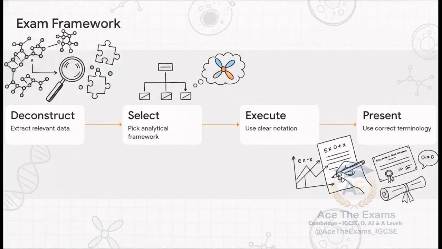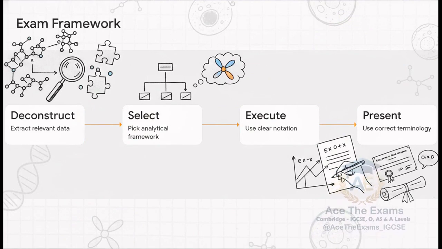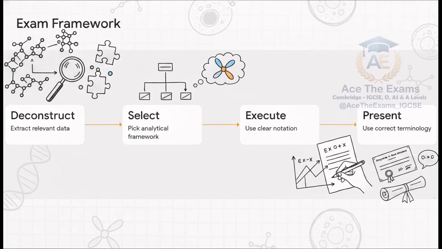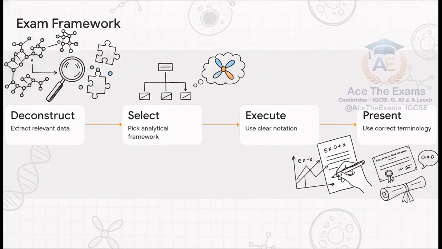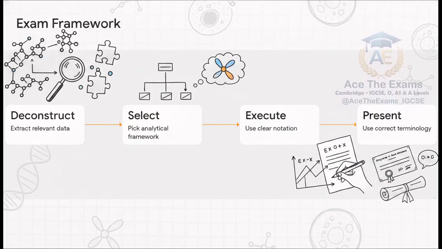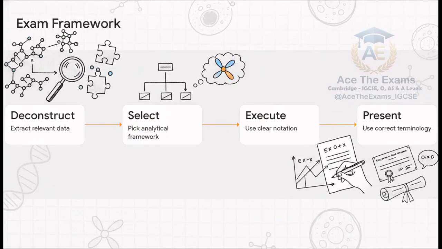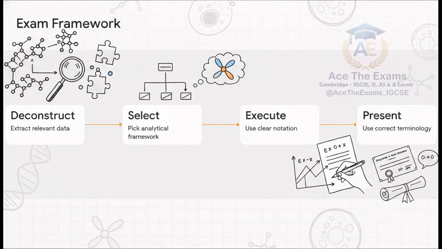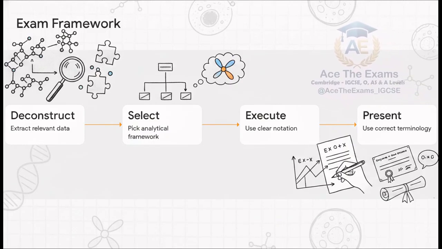All right, here's that standard procedural framework you need. Step 1, deconstruct the question. Step 2, extract relevant data. And please don't gloss over the graphs or tables. Step 3, select the analytical framework. Step 4, execute with clear notation. And Step 5, present with correct terminology. Think of this as your step-by-step action plan. This is exactly how you translate all that theoretical knowledge into an actionable, high-scoring exam strategy.